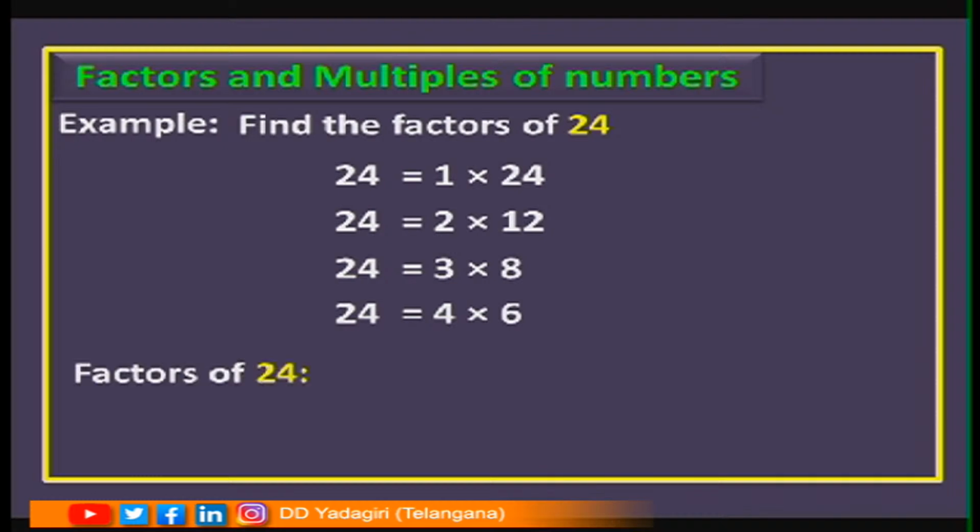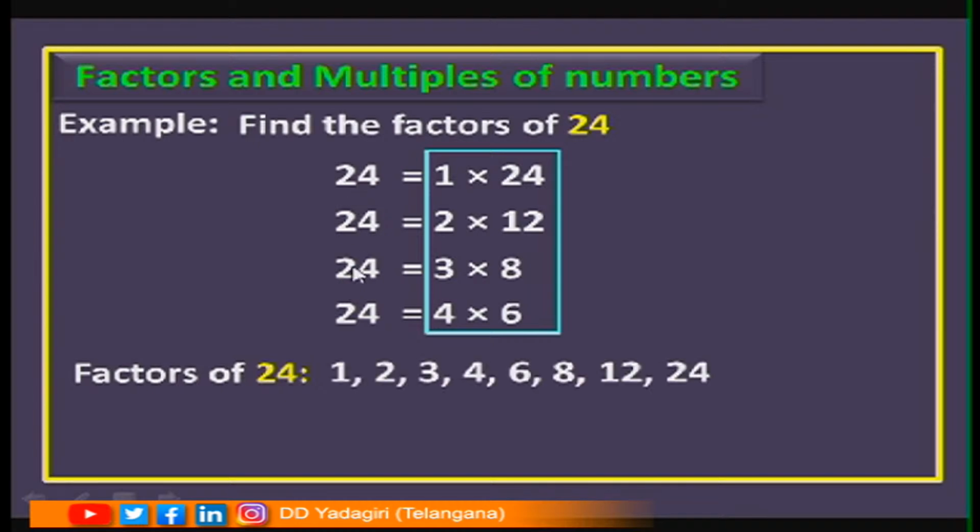Now, what will be the factors of 24 here? If you notice all these numbers which you have written on the right side, that is 1 into 24, 2 into 12, 3 into 8 and 4 into 6, this 1, 2, 3, 4, 6, 8, 12, 24, these are all called factors of 24. So, I can write the factors as 1, 2, 3, 4, 6, 8, 12 and 24.